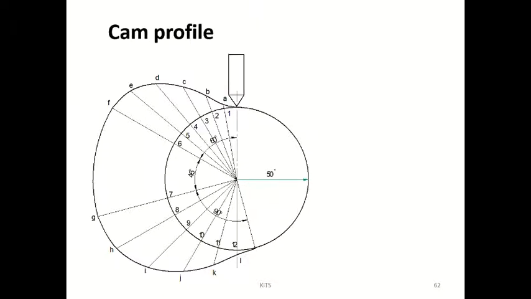First you have to draw the base circle. What is the base circle radius? 50 mm. So 5 centimeter. Take 5 centimeter on the compass and draw a thin circle. Very thin. Now I have drawn.